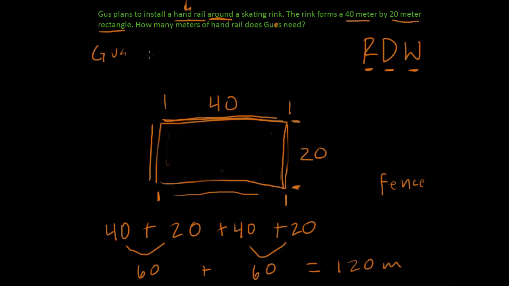Gus needs 120 meters of handrail. And I'm sure you've heard me say this before, but the reason we write this out is just to make sure that our answer makes sense. A lot of times students will catch themselves if we write it out in a sentence and think, wait, that answer doesn't make any sense here at all. But 120 meters, 40 plus 20 plus 40 plus 20, that makes sense to me. 120 meters of handrail going around the outside edge is how much Gus needs to complete his project.